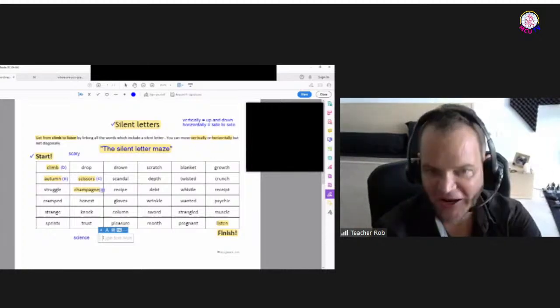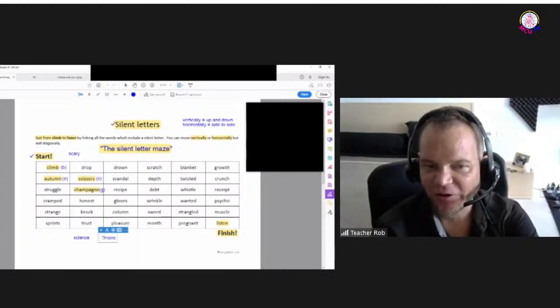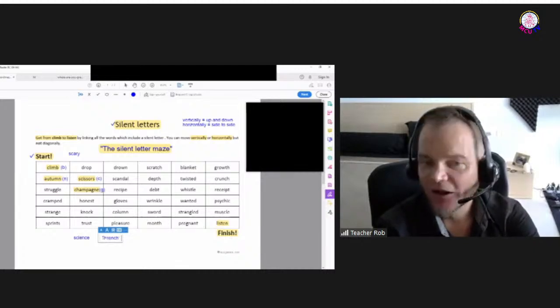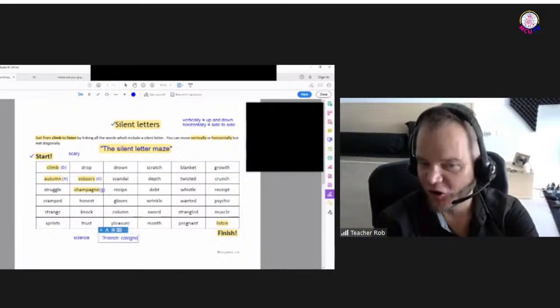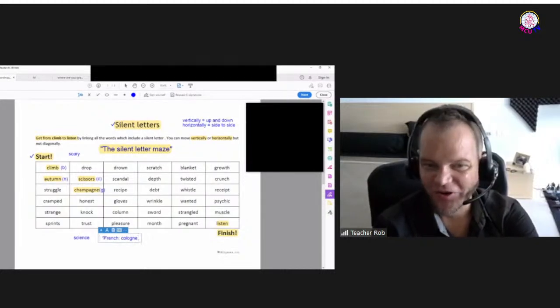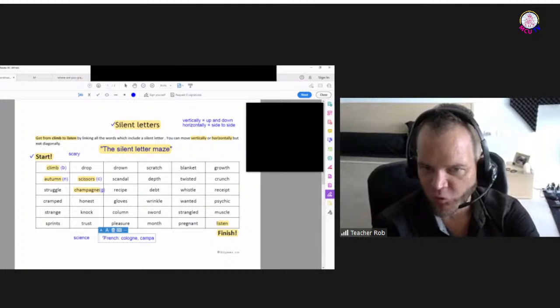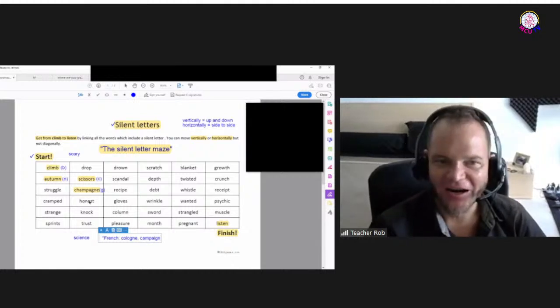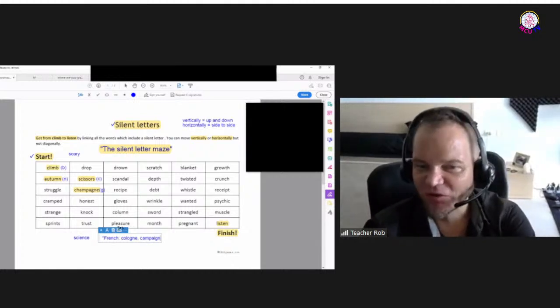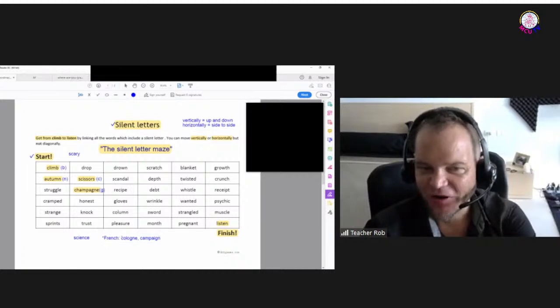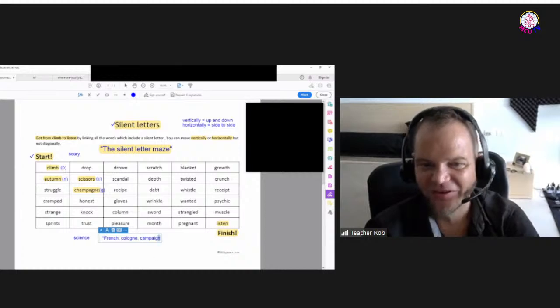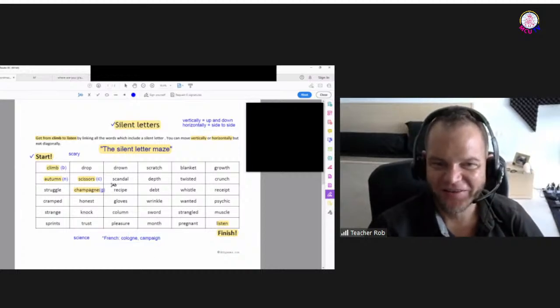Champagne is French. And in the French language, a lot of G's are silent. So we have champagne. Another word I can think of is cologne. Cologne does that. Even the word campaign, just like champagne. So these words are all French. And in the French language, they have a lot of silent G's, usually before an N, right? So if you notice, N is almost always the next letter. So good job. So champagne is the next one.